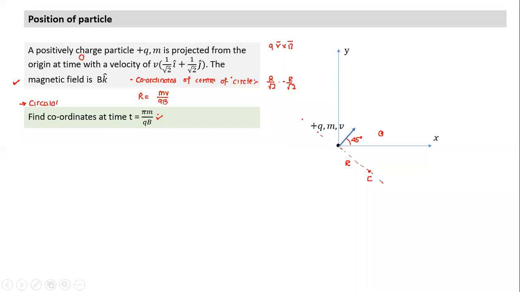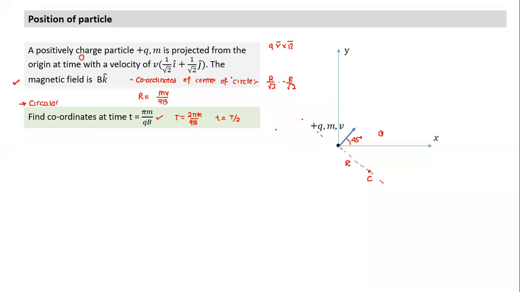We are trying to understand the position of a particle. We are trying to focus on the position of the particle. First, I have taken a simpler case where it is having circular motion, but the initial velocity is not along the axis. Can we find the coordinates at time t equal to pi m by qB? What is pi m by qB? We know capital T is equal to 2 pi m by qB, so this is T by 2.